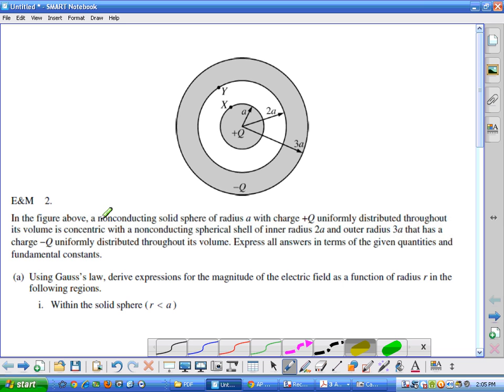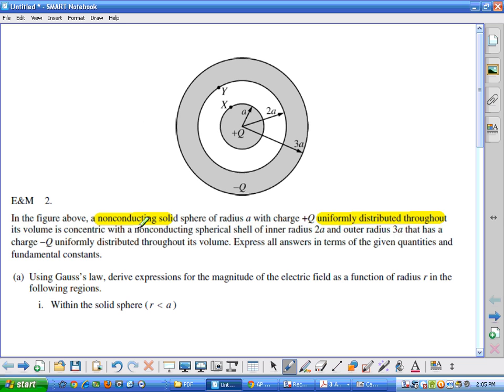So for example, in this question, they tell you that you have a non-conducting solid sphere. The fact that it's non-conducting means that the charge is not just going to be on the surface. And in fact, they are very clear about that. They say that the charge is uniformly distributed throughout the volume. So it has charge spread throughout the whole volume. So inside that sphere, there is an electric field because you do have some charge enclosed.